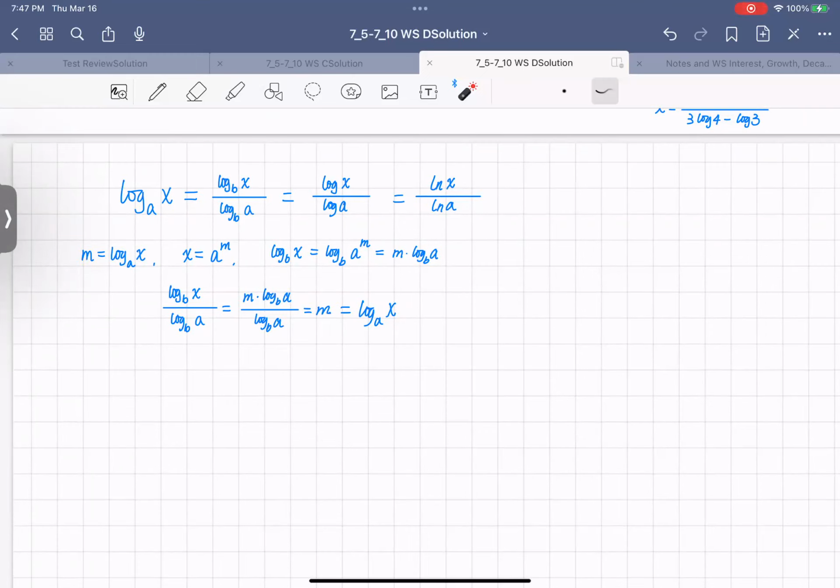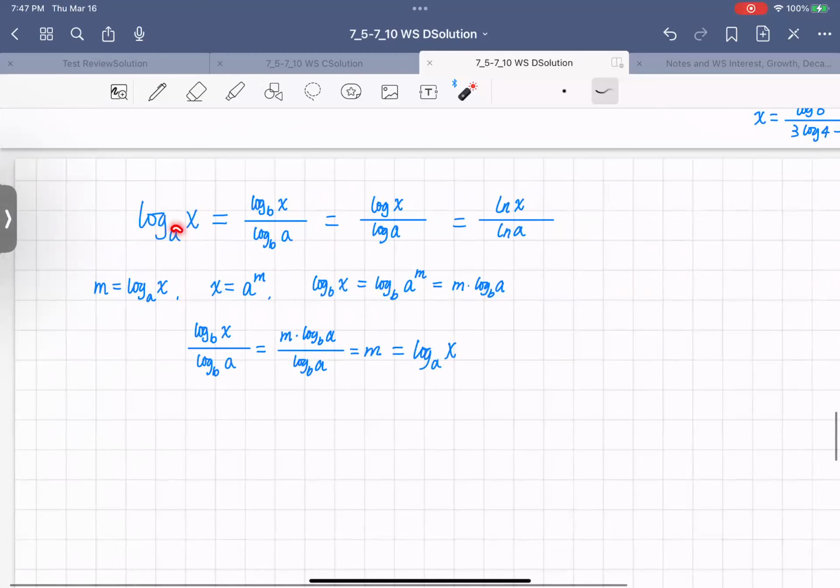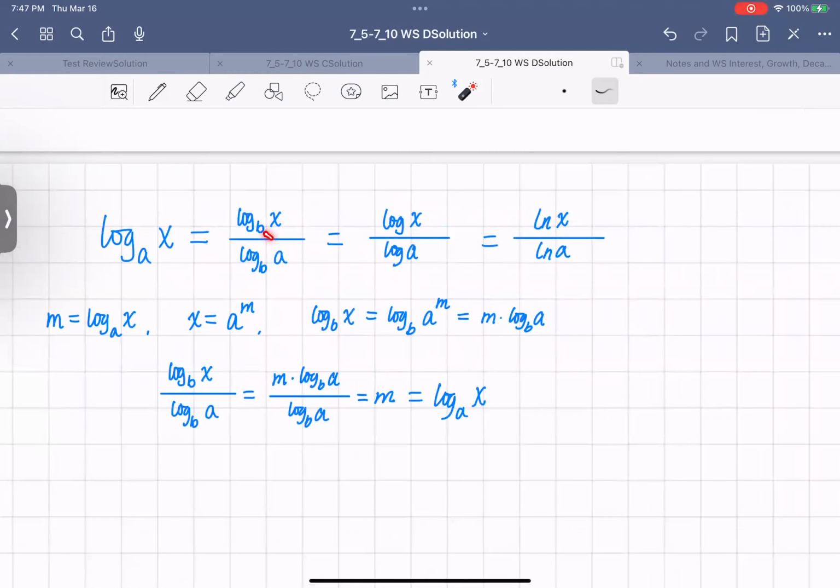This formula says, if you have log base a of x and you want to switch it to another base, say b, then you put b here, x here, and a here. In other words, if b is 10, this is log base 10 of x over log base 10 of a. If you choose b as the natural log, then you have ln x over ln a.